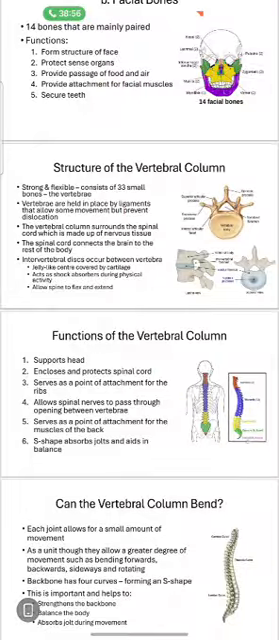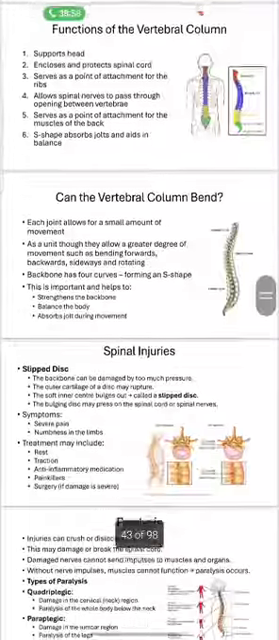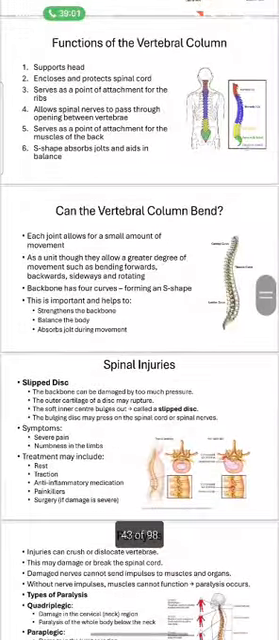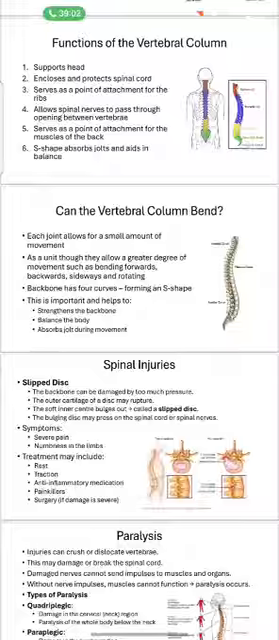So, functions of the vertebral column. It supports the head, encloses and protects the spinal cord, serves as a point of attachment for the ribs, allows spinal nerves to pass through the opening between vertebrae, and serves as a point of attachment for the muscles of the back. It is S-shaped, absorbs jolts and aids in balance.